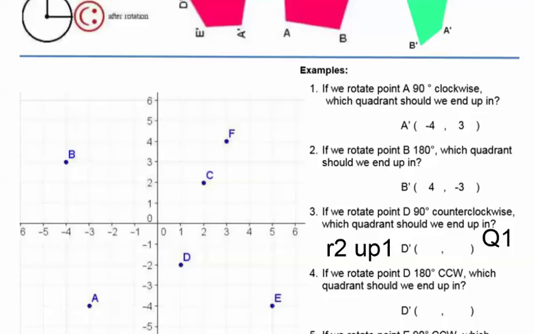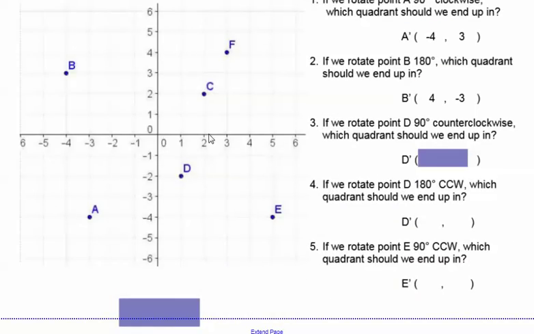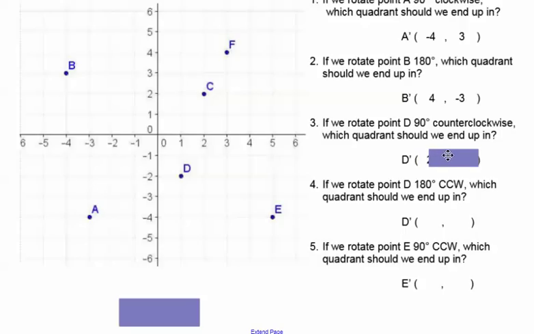If we think about what that is, right 2, and then up 1 would be right here, right? That is in quadrant 1. We said quadrant 1. All right, so right 2, up 1. Right 2 is positive 2. Up 1 would be positive 1.